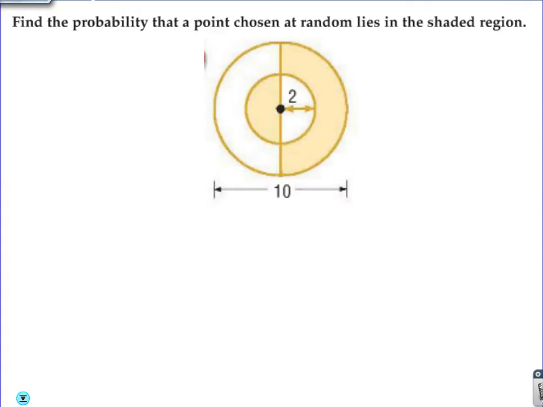There's 2 ways of working this thing, guys. You can do it the easy way or you can do it the hard way. Let's talk about the hard way first. The hard way is to find the area of the whole thing.